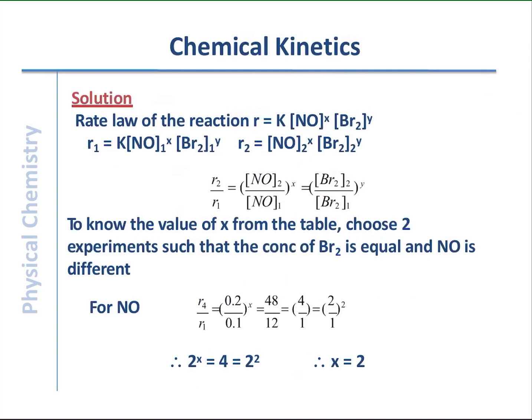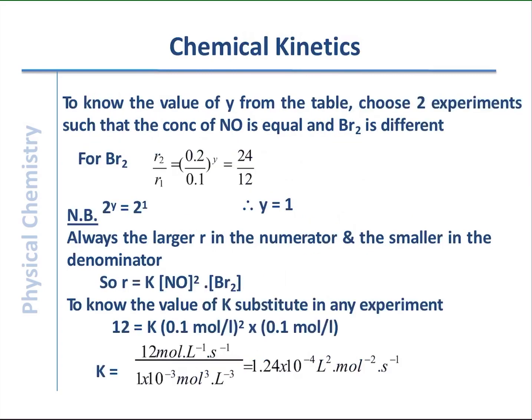To know the value of x from the table, choose two experiments such that the concentration of bromine is equal and the concentration of nitrogen monoxide is different or doubled. For nitrogen monoxide we found that x equals 2, which is the reaction order of nitrogen monoxide.